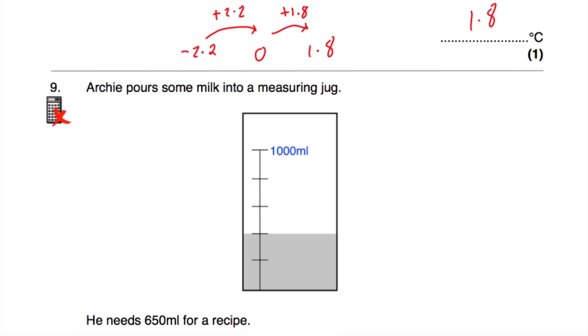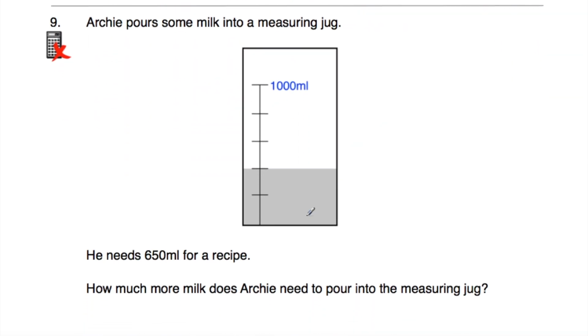Okay, let's look at our next question, question number 9. We've got this measuring jug, and we're told that Archie pours some milk into this measuring jug. This grey bit must be the milk. And we're told that he needs 650 millilitres for a recipe. And the question says, how much more milk does Archie need to pour into the measuring jug?